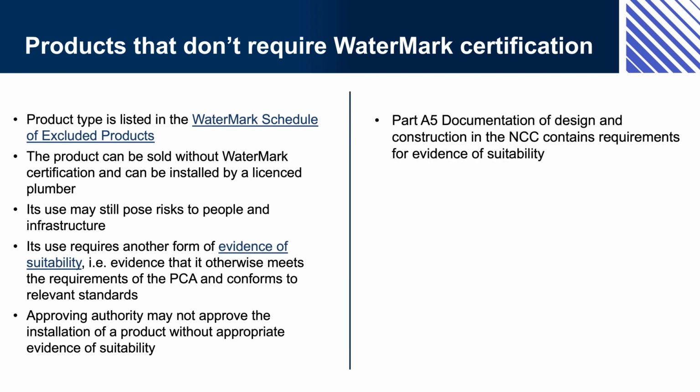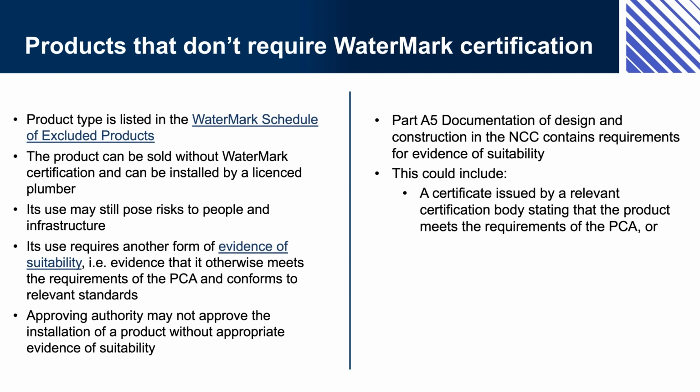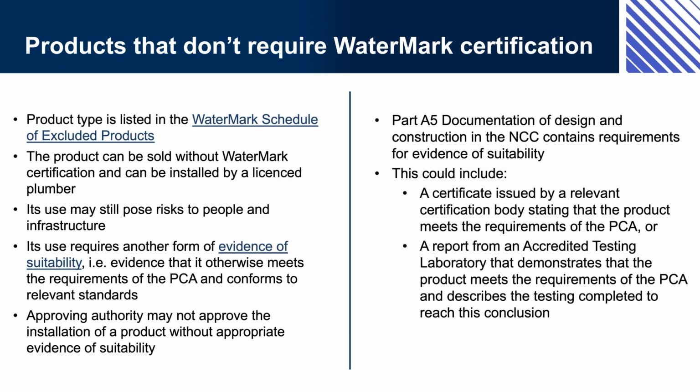Part A5, Documentation of Design and Construction, in the NCC contains requirements for evidence of suitability. This could include a certificate issued by a relevant certification body stating that the product meets the requirements of the PCA, or a report from an accredited testing laboratory that demonstrates that the product meets the requirements of the PCA and describes the testing completed to reach this conclusion. Some other form of evidence acceptable to the approving authority.